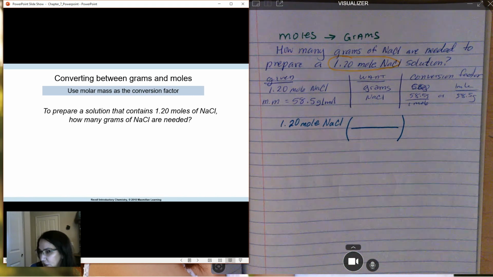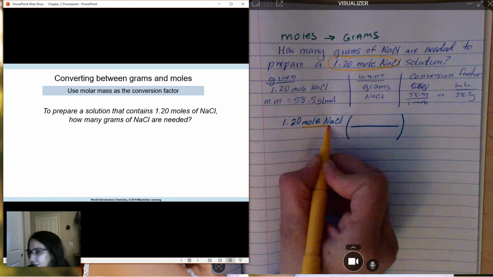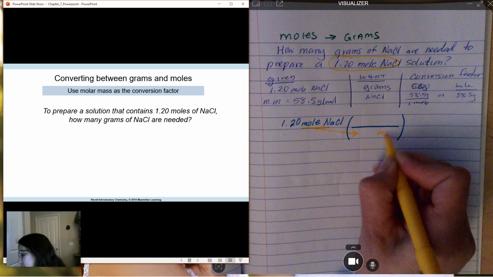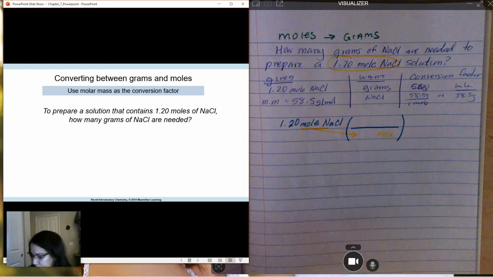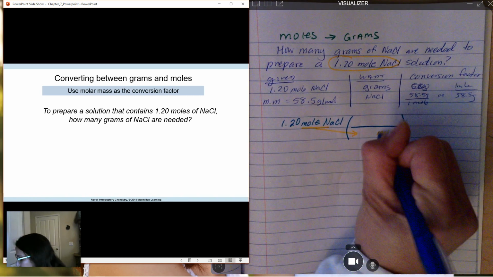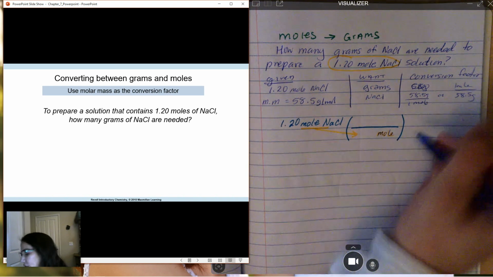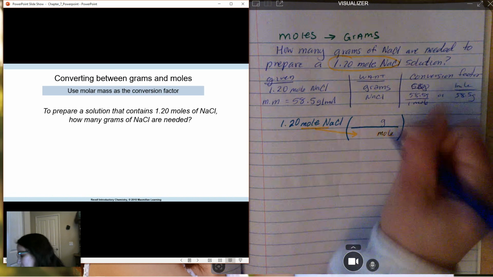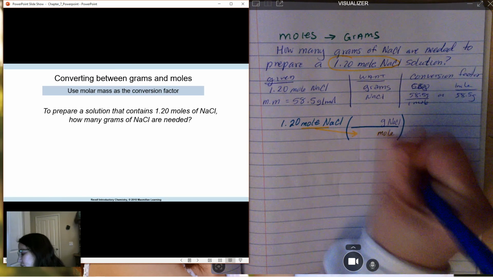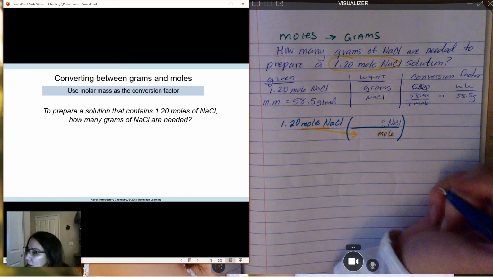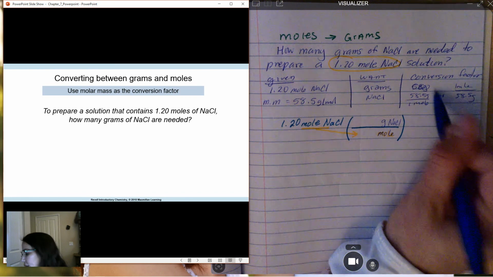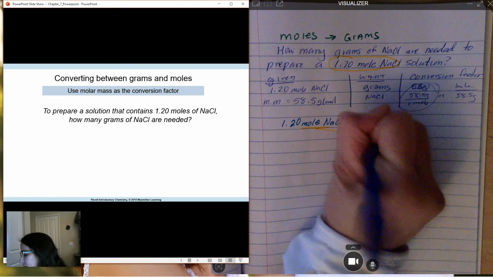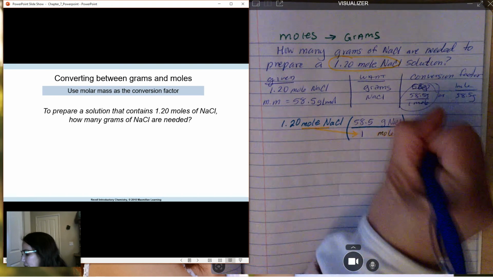Now remember that little trick I showed you guys? You take the unit that you start off with and you bring it down. So the mole ends up at the bottom. Now we have mole at the bottom, and on the top we are going to write what we want, and we want grams of sodium chloride. And this is mole of sodium chloride. We could see that we're going to be using this conversion factor right there. So 58.5 over 1 mole.